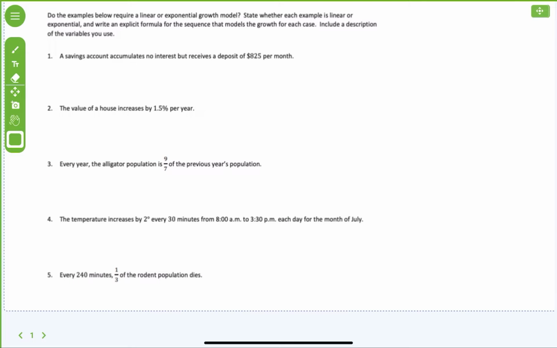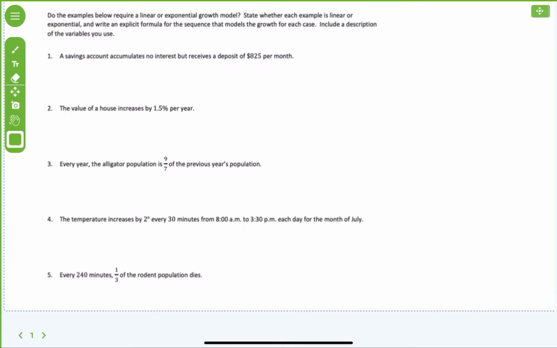Do the examples below require a linear or exponential growth model? State whether each example is linear or exponential and write an explicit formula for the sequence that models the growth for each case. Include a description of the variables you use. Okay, so jump in here if you know the answer to one of these.